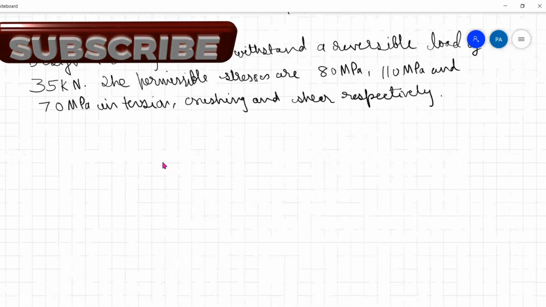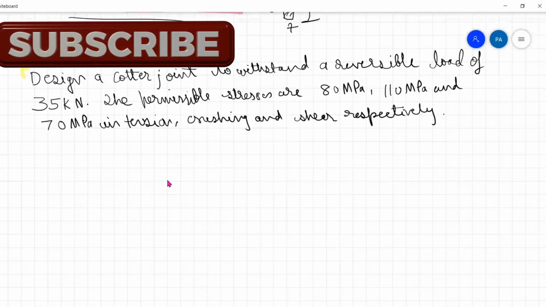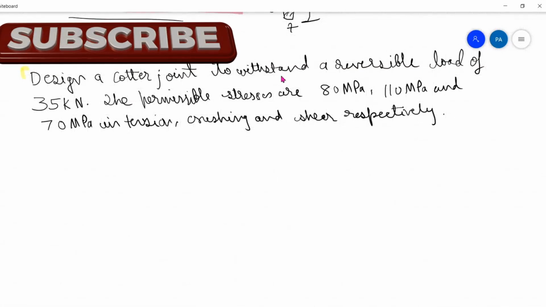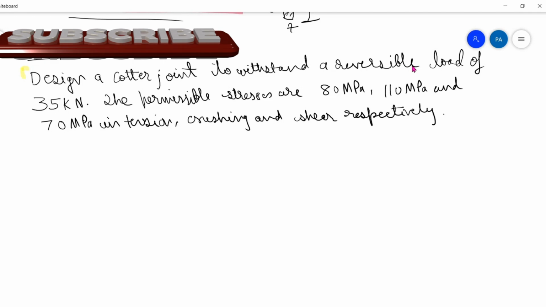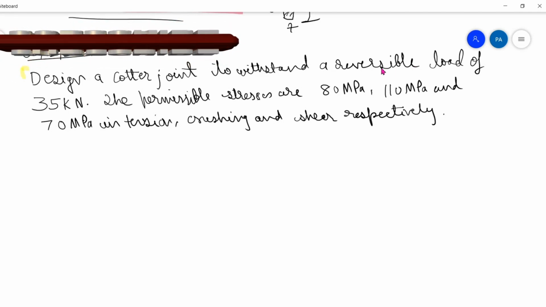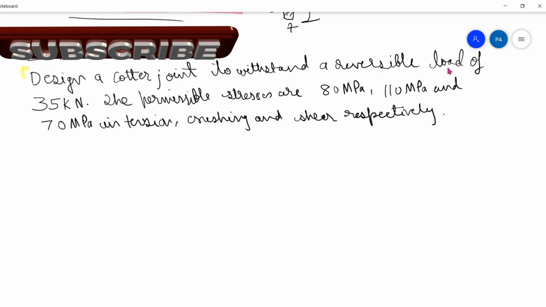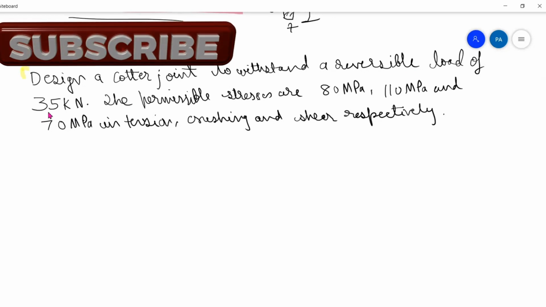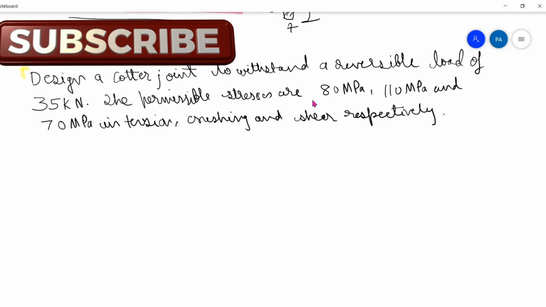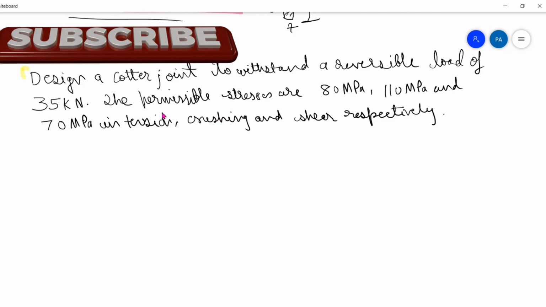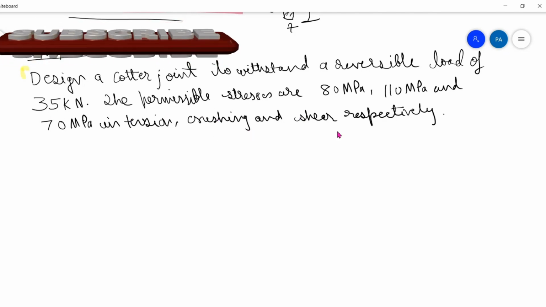So this is the question. Design a Cotter joint to withstand a reversible load. I told you while designing that the load is reversible. So sometimes it's tensile, sometimes it becomes compressive. And the magnitude is 35 kilonewton. The permissible stresses are 80 MPa, 110 MPa, and 70 MPa in tension, shear, and crushing, respectively.